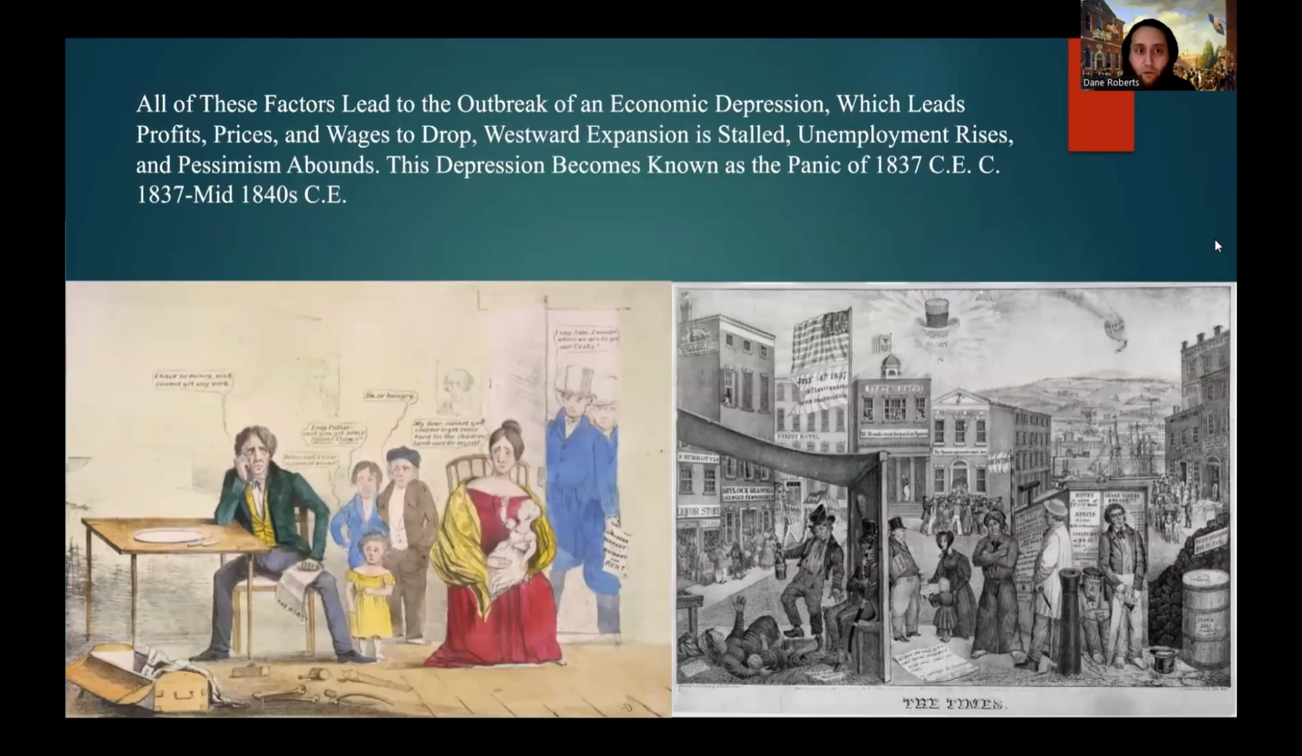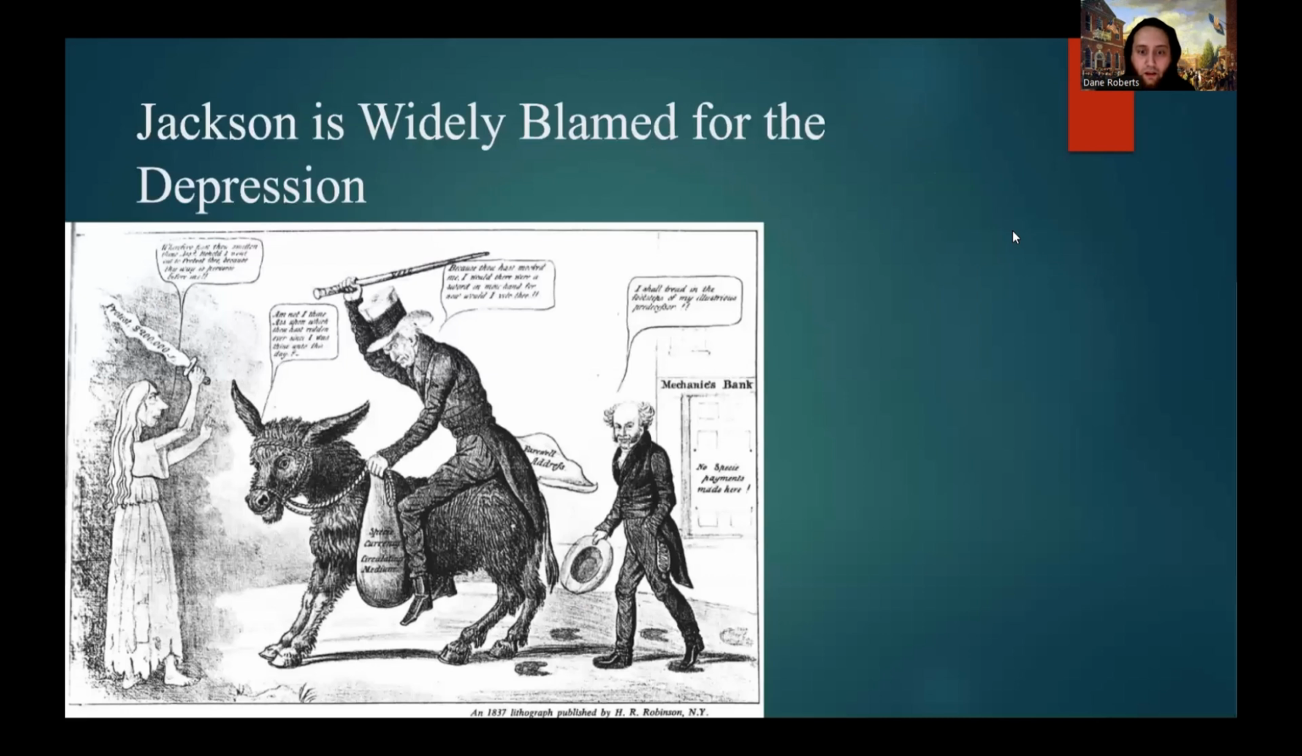All of these factors would lead to the outbreak of an economic depression, again, right at the beginning of Van Buren's presidency, which would lead profits, prices, and wages to drop. Westward expansion would be stalled, unemployment would rise, and pessimism would abound, with this depression becoming known as the Panic of 1837 CE. And it would continue between 1837, when it began, and the mid 1840s CE. And probably very unsurprisingly, Jackson would be widely blamed for the Depression.